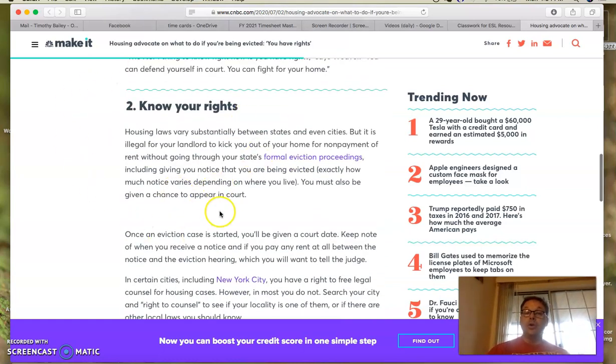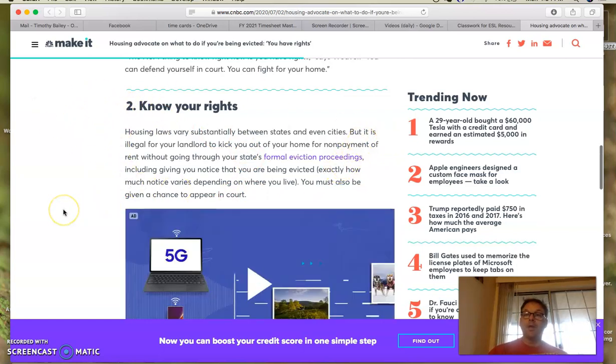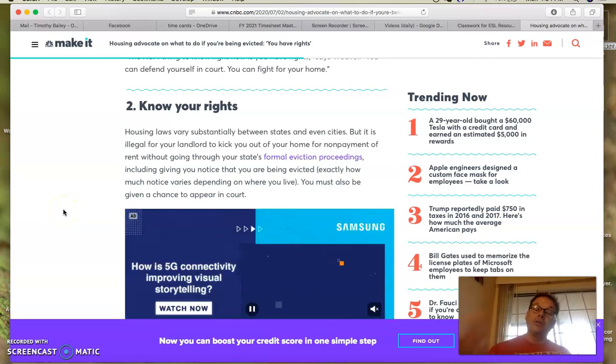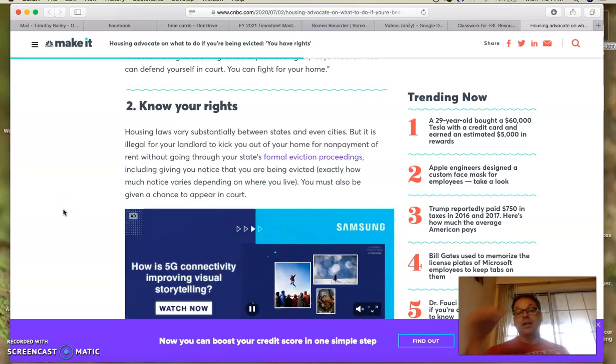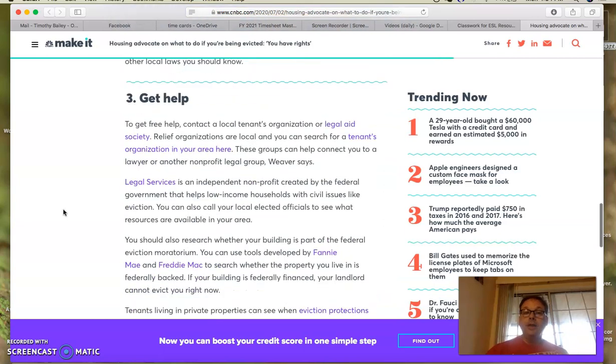Number 2 is to know your rights, and this is the paragraph that I copied from this website. There are organizations out there that can help you know your rights, what you are allowed to do, what you're not allowed to do, what the landlord is allowed to do. And I'll show you those websites in a second. Number 3, get help. That's what we're going to look at next.